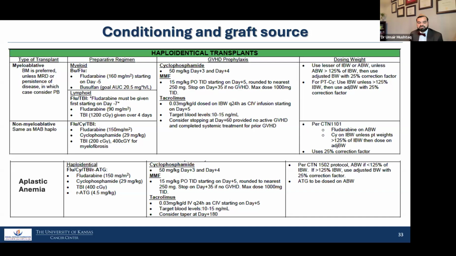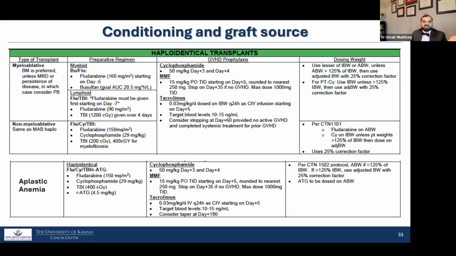There is a significant amount of data showing that it's equally effective and probably a little bit more tolerable compared to TBI-based regimens or Cytoxan-based regimens. At this ASH, we also reported a meta-analysis comparing busulfan fludarabine with other regimens, and this is our choice, and there is good data to support that.